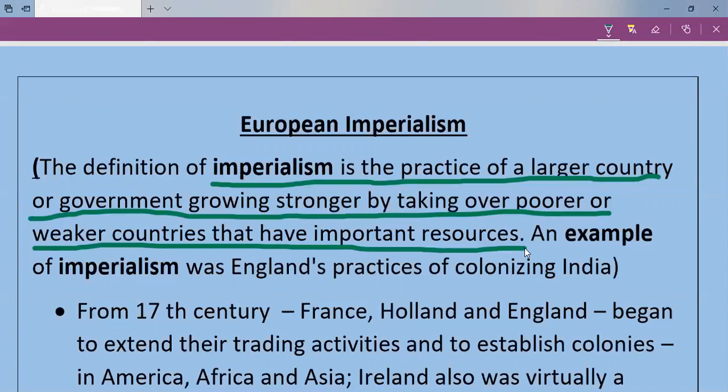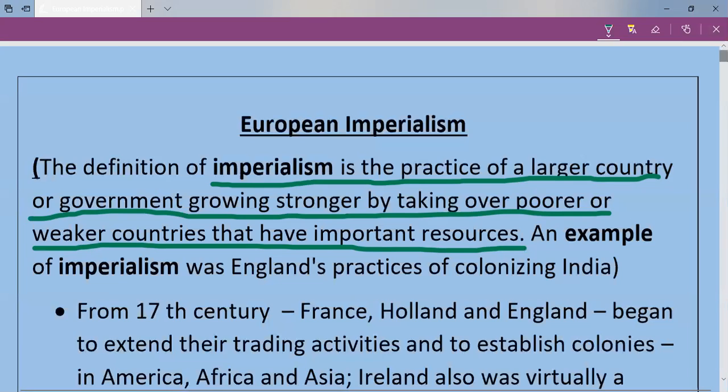An example of imperialism was England's practices of colonizing India. India was under the British rule till 1947. We got independence in the year 1947. Till that year, we were under the control of Britain. So Britain was an imperialist power and they controlled India. Not only controlled India, but looted our resources. And they controlled not only India, they also controlled many countries around the world.